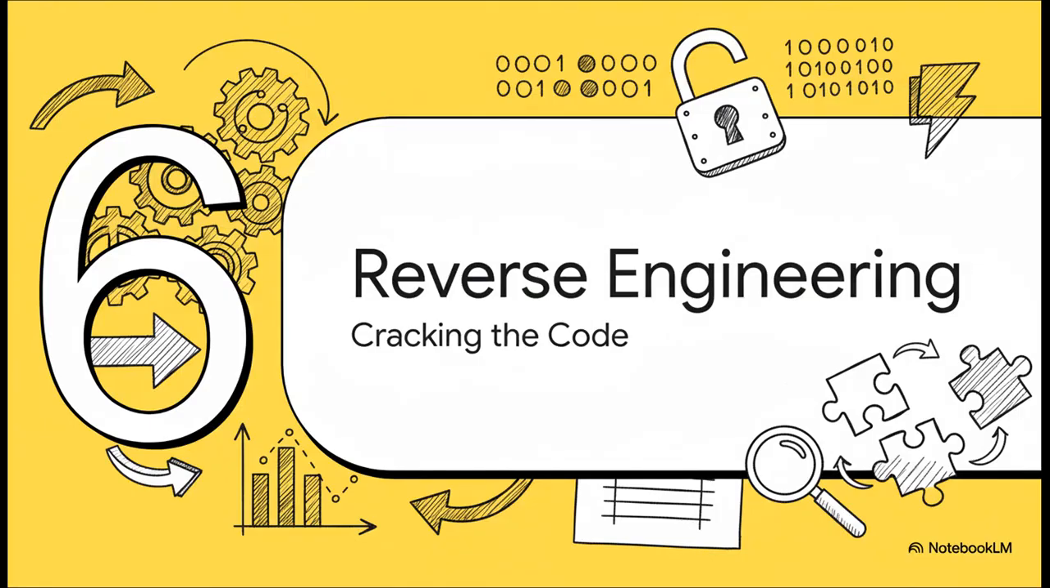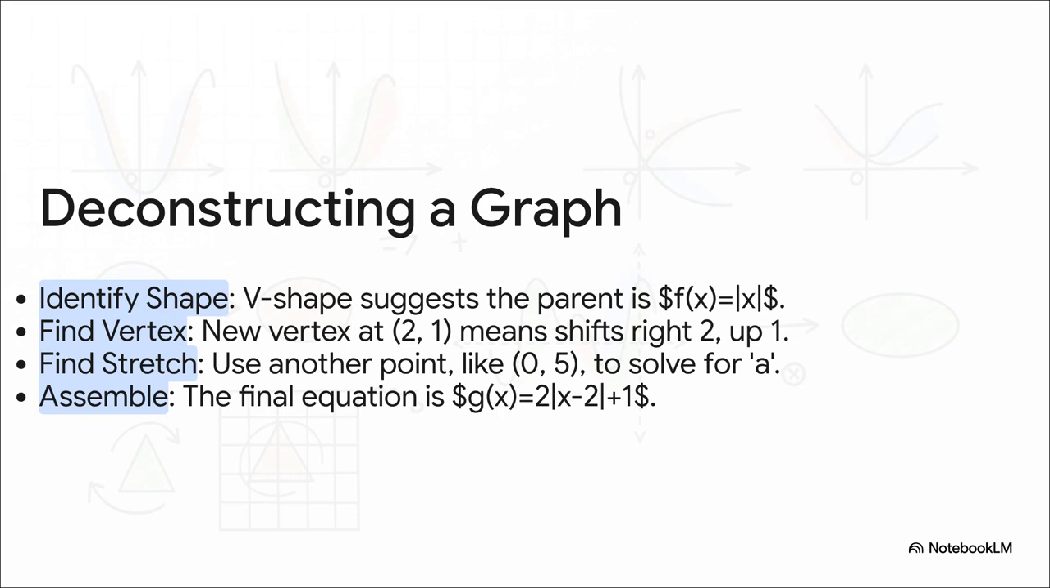So building a graph is one thing, but what if it's the other way around? What if you already have the graph, but you need to find its equation? Well, we can just work backward. We can reverse engineer it. We can totally deconstruct this graph to find its secrets. It's like being a function detective.